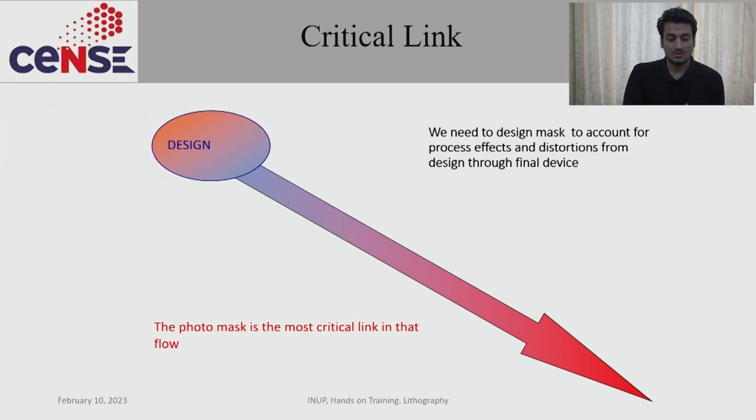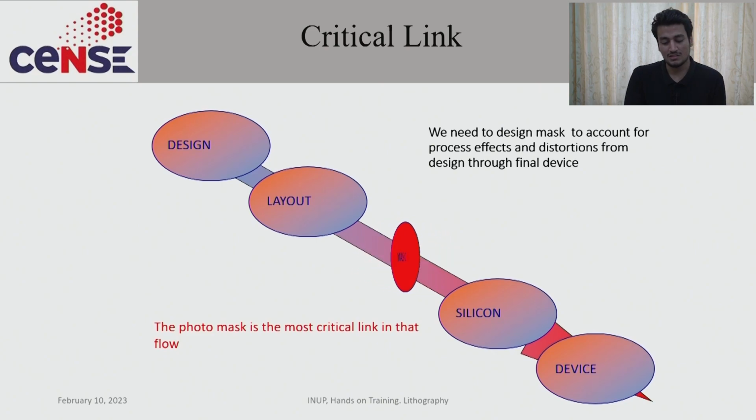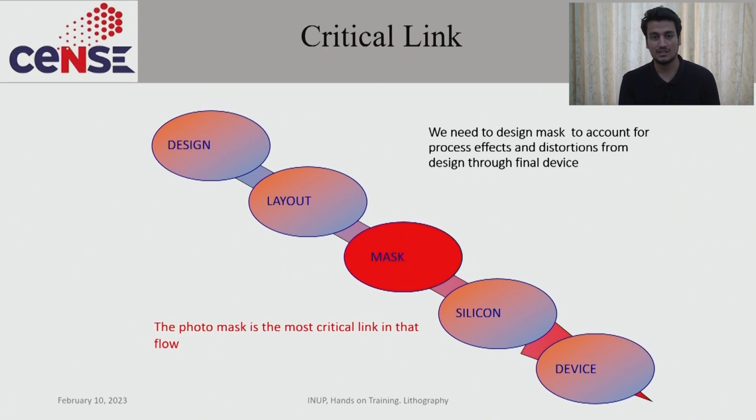Yeah, so the process looks easier. As you can see, there will always be a critical link. Here in this process we have a critical link which is called mask or photo mask. So it is very important to select the photo mask precisely or properly. Which design you are going to fabricate on your photo mask plays a very crucial role.